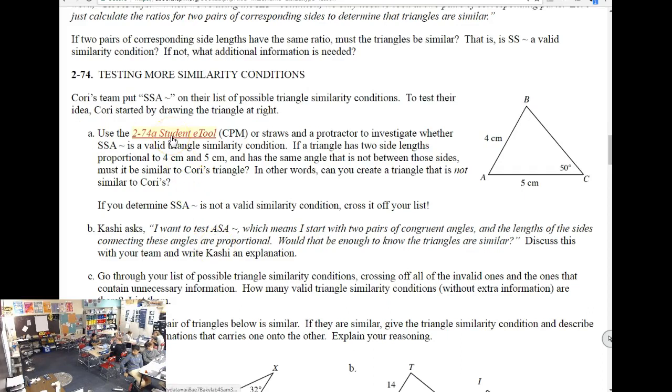So play with this for a moment because we've talked about why side, side, angle, or angle, side, side, however you want to say, doesn't really work. It's a bad word, right? But play with the e-tool. Can you write a proof?